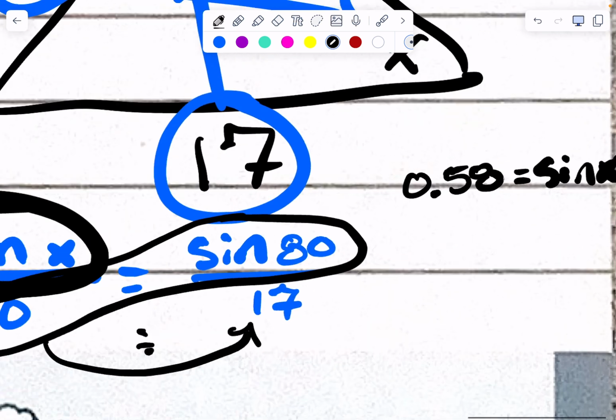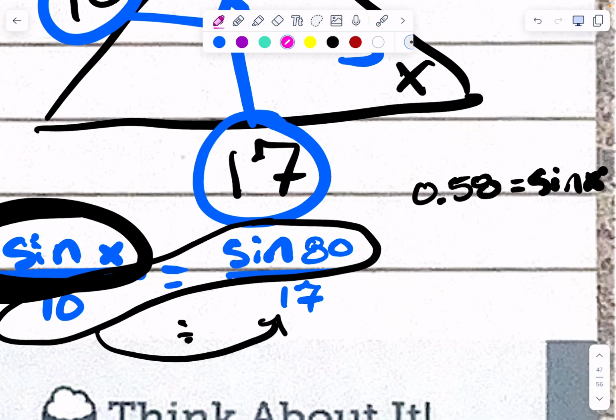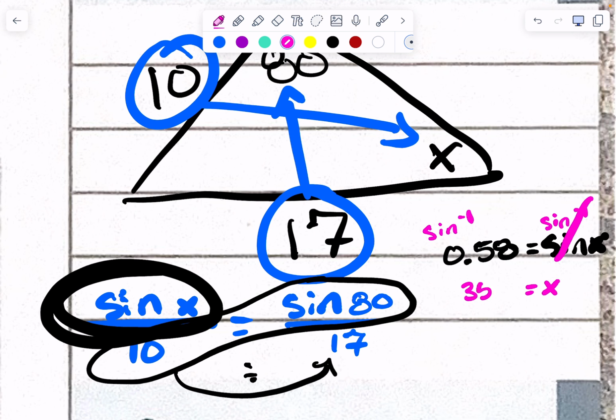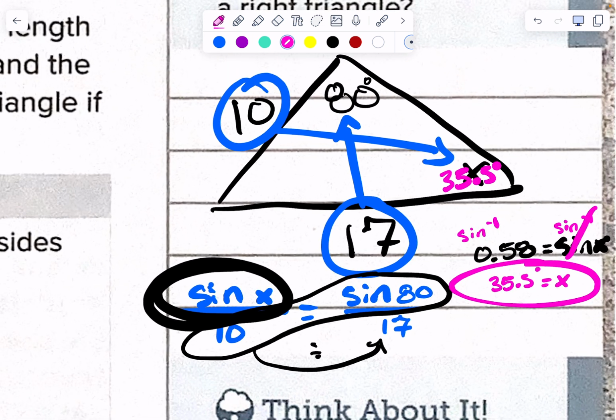So how do I get rid of the sine if the sine is on there? Inverse sine. I'm going to do the inverse sine. So whatever that 0.58 is, do the inverse sine of that and tell me what you get. 35.5 degrees. There we go. That is going to be your angle, 35.5 degrees. Got it? Okay, so you can use the law of sines to find an angle also, not just a side.